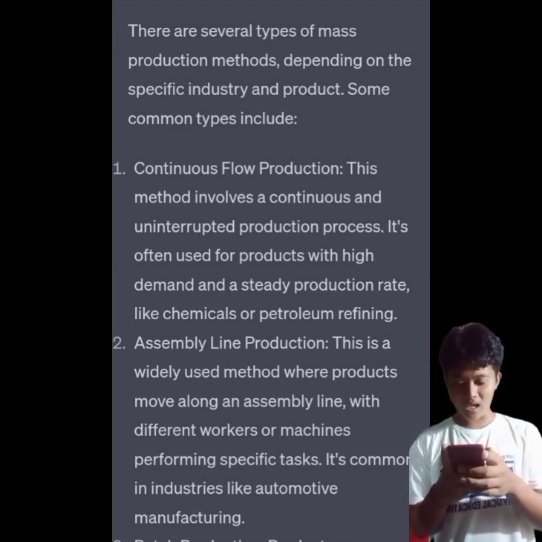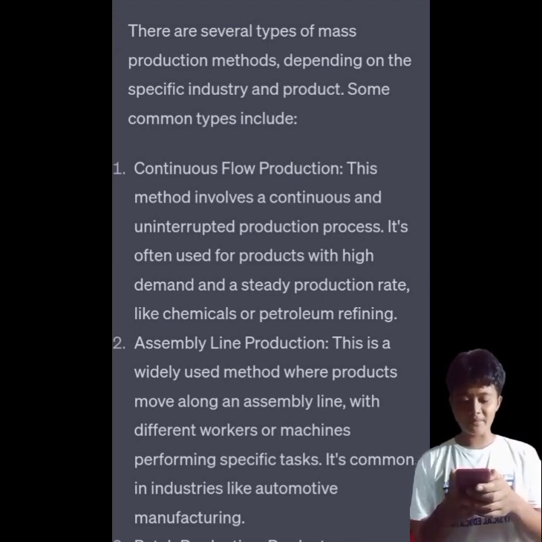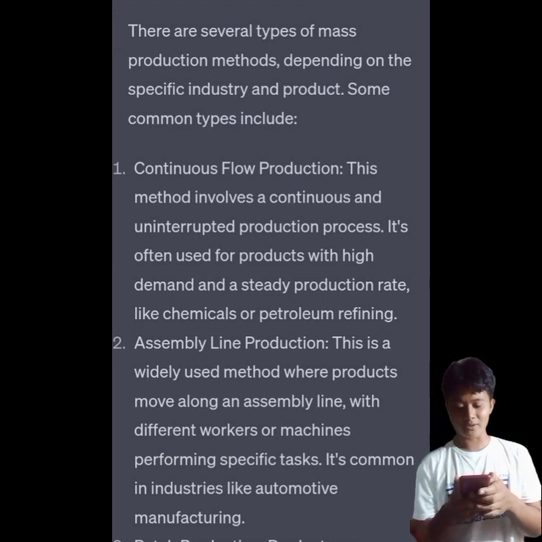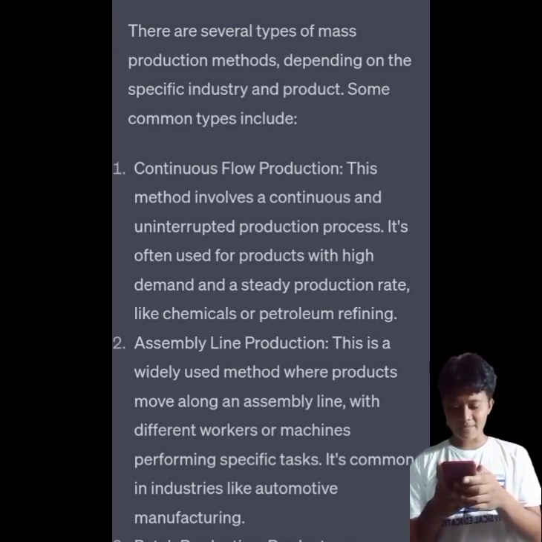Second is the assembly line production. This is a widely used method where products move along an assembly line with different workers or machines performing specific tasks. It's common in industries like automotive manufacturing.